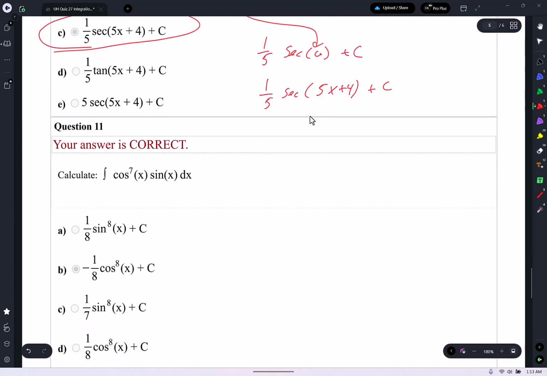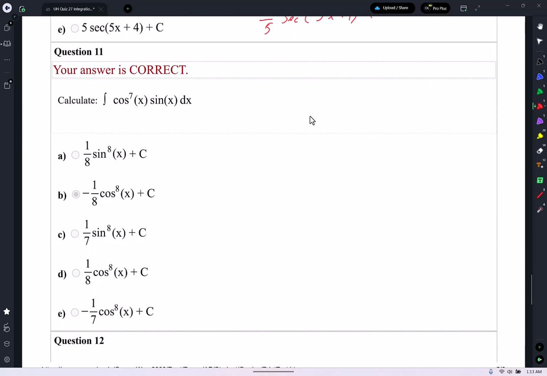Let's see, what do we got next? All right, so on this one, I see a cosine and a sine. So it looks to me like this is going to be a u sub. The better u is going to be the cosine x, guys, because then du is equal to negative sine x dx. Sine x dx, there it is. The derivative of cosine is negative sine. So I need a negative, so I'm going to put a negative right there.